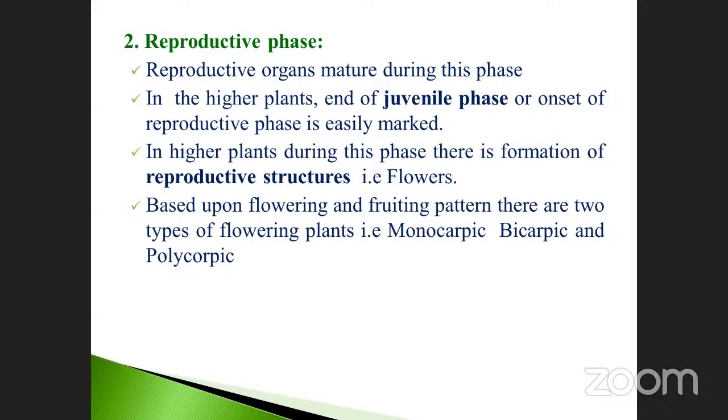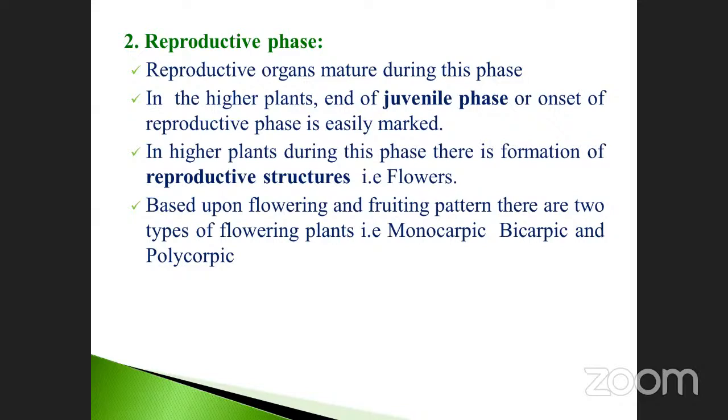Based upon the flowering and fruiting pattern, there are two types of flowering plants. One is called monocarpic. Not here, the two types. There are three types: monocarpic, bicarpic and polycarpic. Will any one of you please explain what is monocarpic, what is bicarpic, what is polycarpic? Sir, monocarpic means it flowers only one time in a lifetime, sir. Good, super. Give examples. Sir, strawberry. Sorry, bamboo. Bamboo is a monocarpic, yeah.